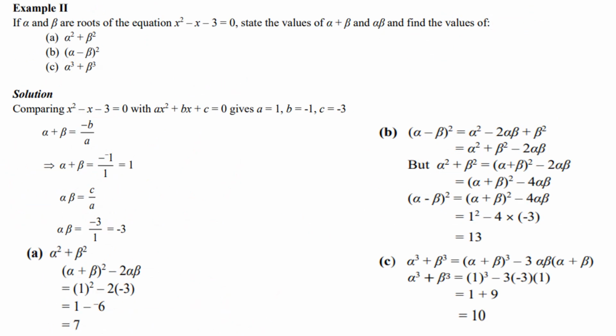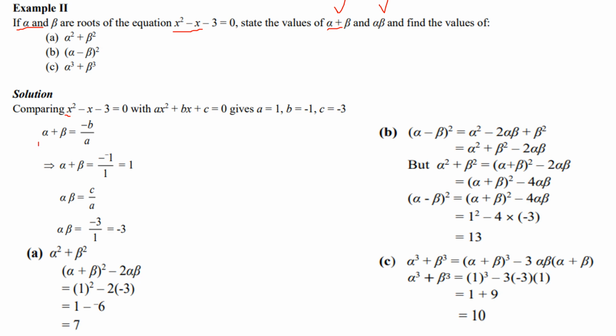Look at this example. In this example, they are telling you that alpha and beta are the roots of this equation, state the values of alpha plus beta, the sum of roots, and the product of roots. So let's start with that. First of all, you have to make sure that the coefficient of x squared is positive 1, and they gave us positive 1 as the coefficient. So what we need to do is to identify the sum of roots and product of roots.